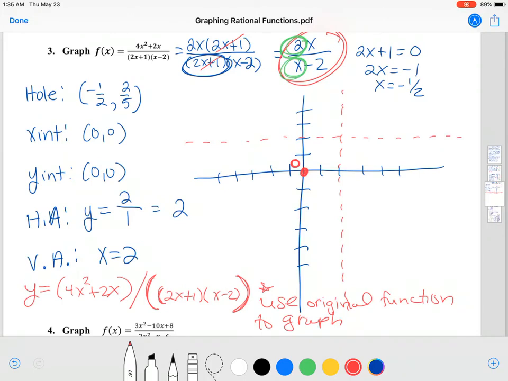So when you graph this, it's going to come down on the left of x equals 2, and it's going to come and flatten out here. And then on the other side, it's going to go up on the right side as you approach 2 from the right, and then it's going to flatten out here.